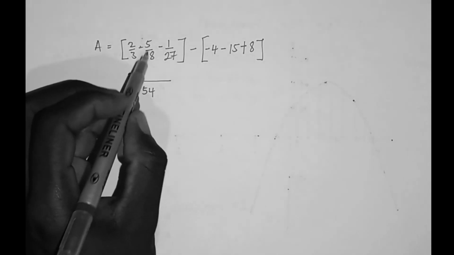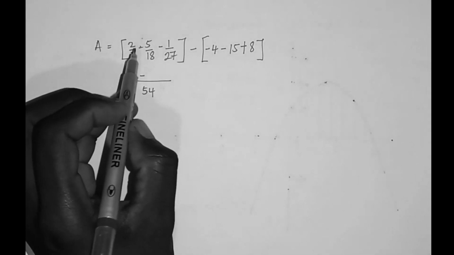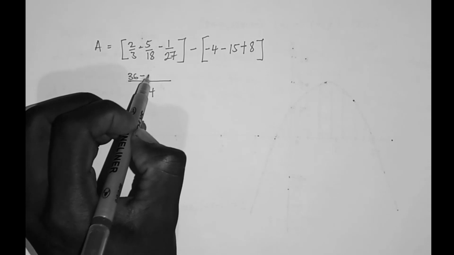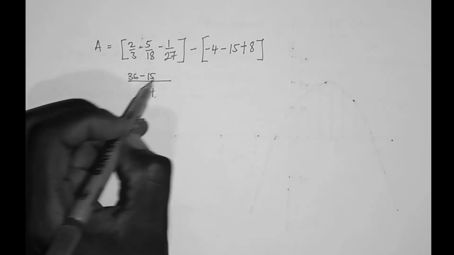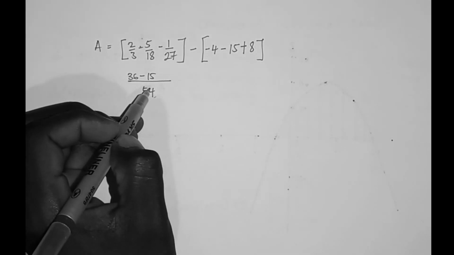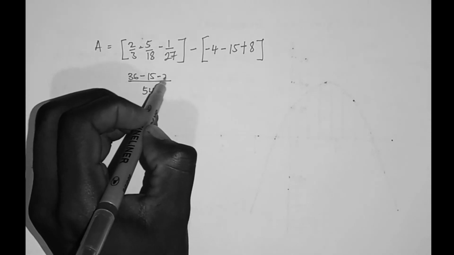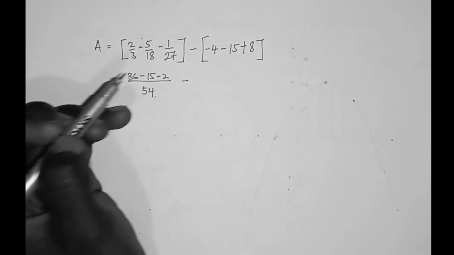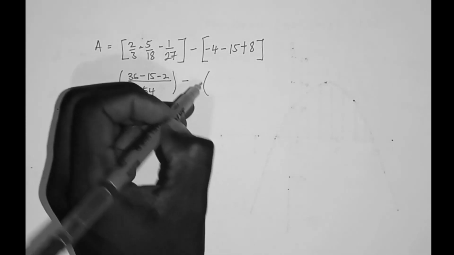Then minus 54 divided by 18 is 3. 3 times 5 is 15. 54 divided by 27 is 2. 2 times minus 1 is minus 2. Then minus, so all of this minus into brackets.